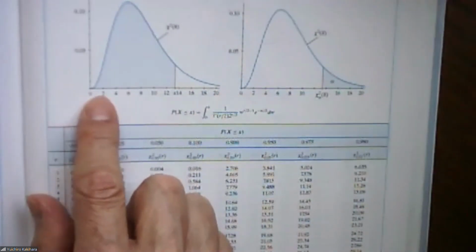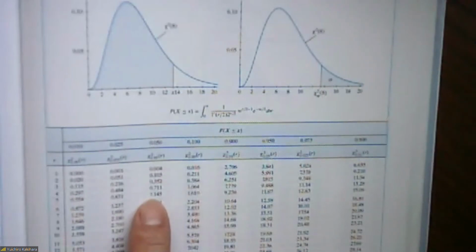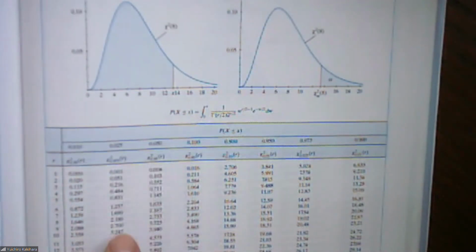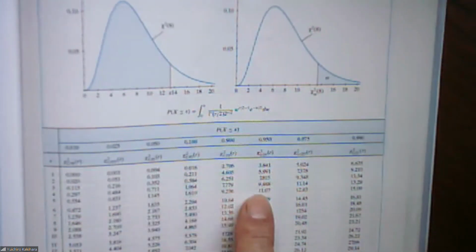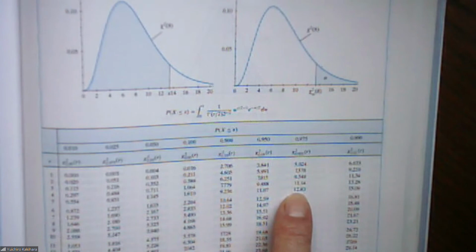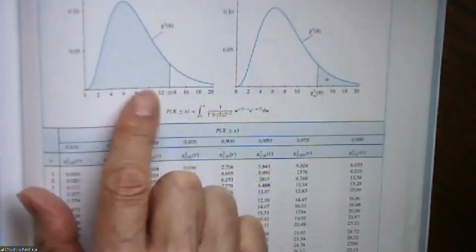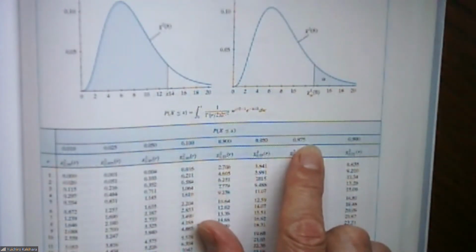1.145 is somewhere here, between 0 and 2. This part is a very small part. How small? Area 0.050, only 5%. And the other number is 12.83. It is over here, somewhere here, right? And this side area is 0.975. That's the meaning of this.